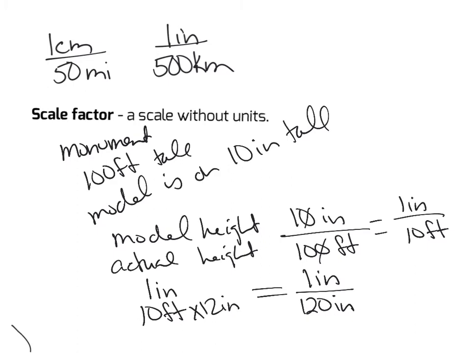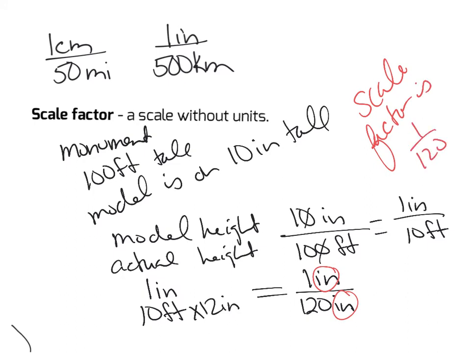Because now I have the same unit of measure, I can just say that my scale factor is 1 to 120, or 1/120. You can also write that as any type of ratio. So that is my scale factor. And all I did was simplify first if possible, and then convert it to the same unit. Because I was working in inches and feet, it just made sense to convert my feet to inches.